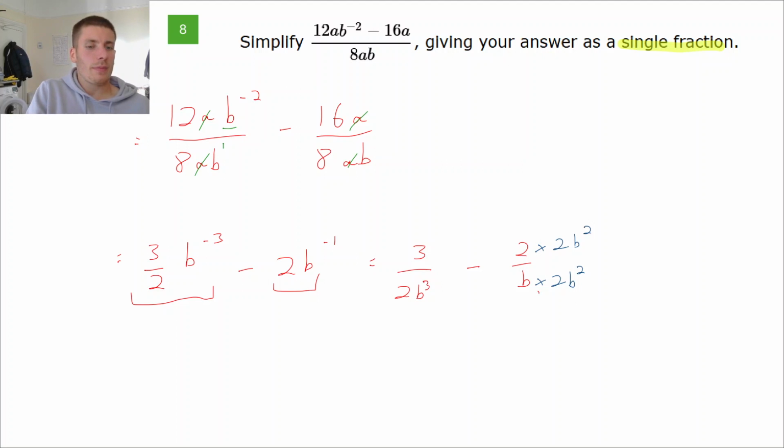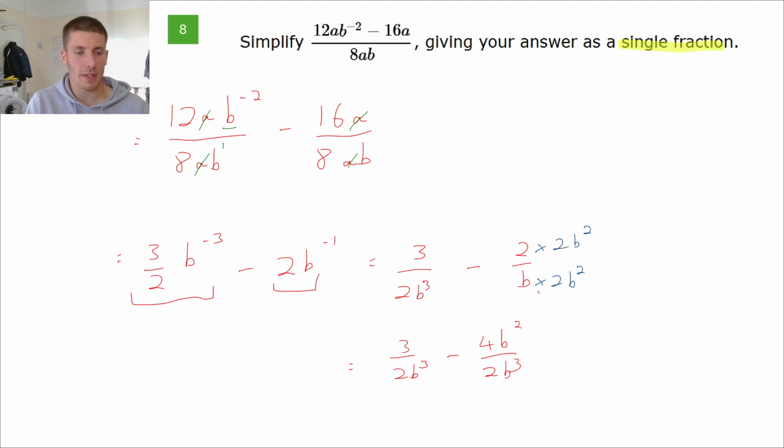So then the first part will remain the same. It's going to be 3 over 2b cubed. Take away, I've got 2 times 2 is 4. So take away 4, I've got that b squared still there, and it's over 2b cubed, because b times 2b squared is going to give me 2b cubed. Otherwise it wouldn't work, would it? Over 2b cubed. And now you can see, which is really important, my denominators are the same.